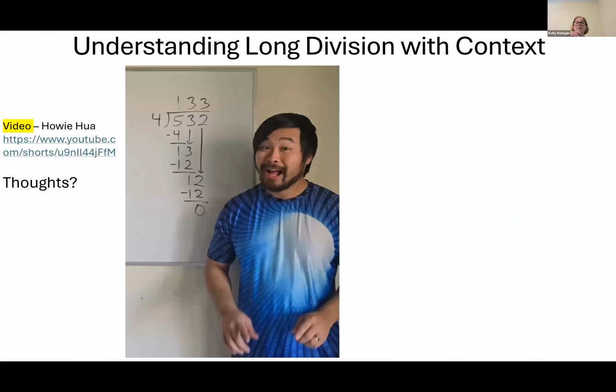Now, understanding long division. This is an interesting thing. A lot of times we will show students the process of how to do something, and it's just, I am a robot. I'm going to do exactly what I am told to do without really thinking. And so I think it's important to understand long division with context. So I'm going to show you a little video here with Howie, and then we're going to talk a little bit about your thoughts.